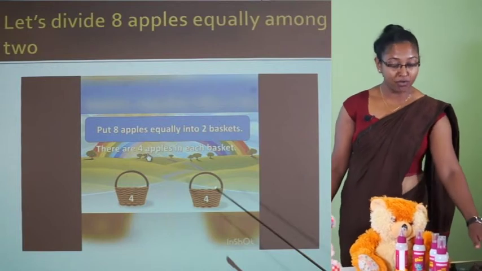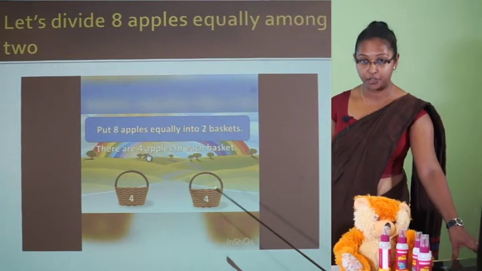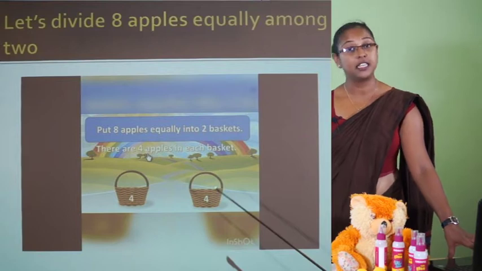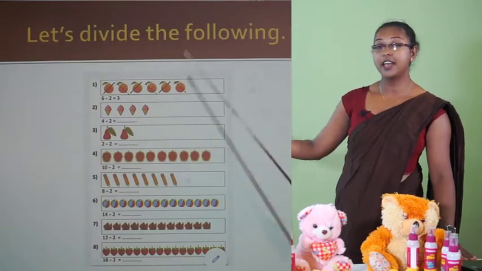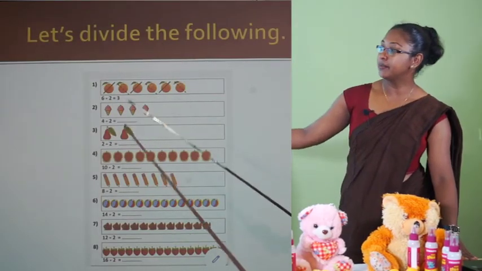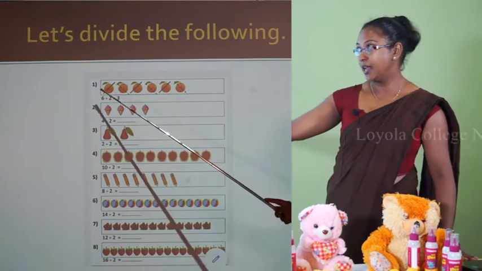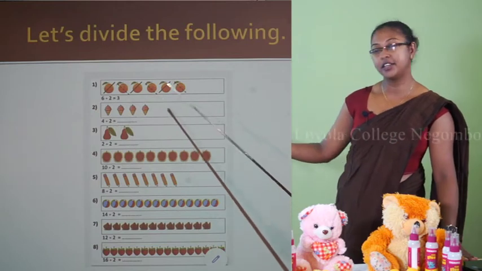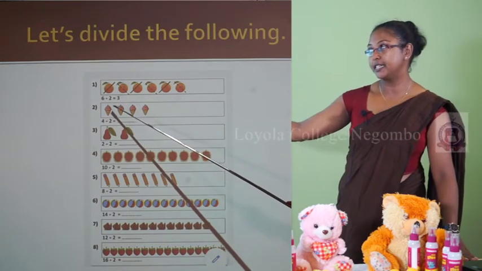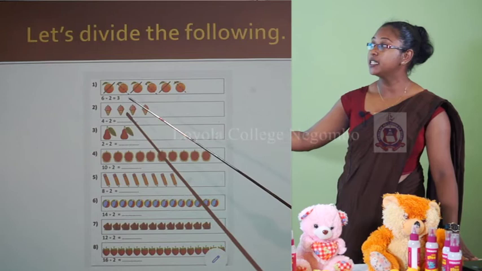Right. Now children, there's an activity for you to do. Let's see whether it's easy for you. Let's divide the following. There are some things for you to divide equally into 2. Number 1. There are 6 oranges there. 6 divided by 2 is 3.